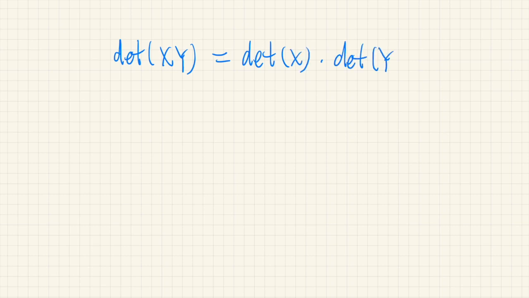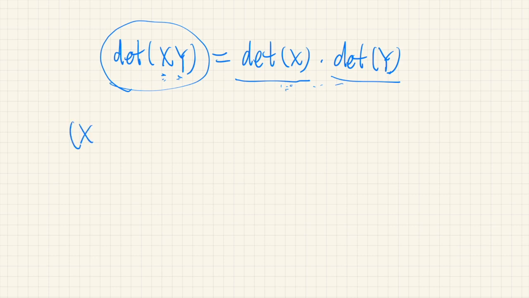Okay, next we prove the following interesting property. That is, the determinant of a product of matrices is the product of determinants. So if we have two n by n matrices, x and y, and try to calculate the determinant of their product, xy, then the result is the same as we calculate the determinant of x and the determinant of y and multiply them. So that is the determinant of xy. Okay, so let's prove this.